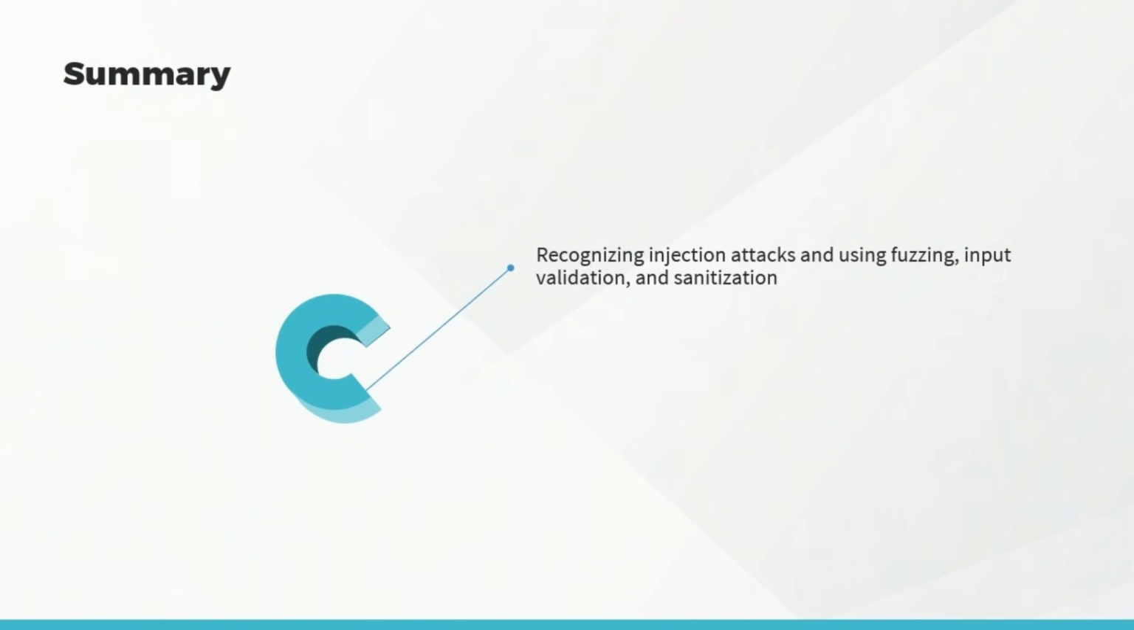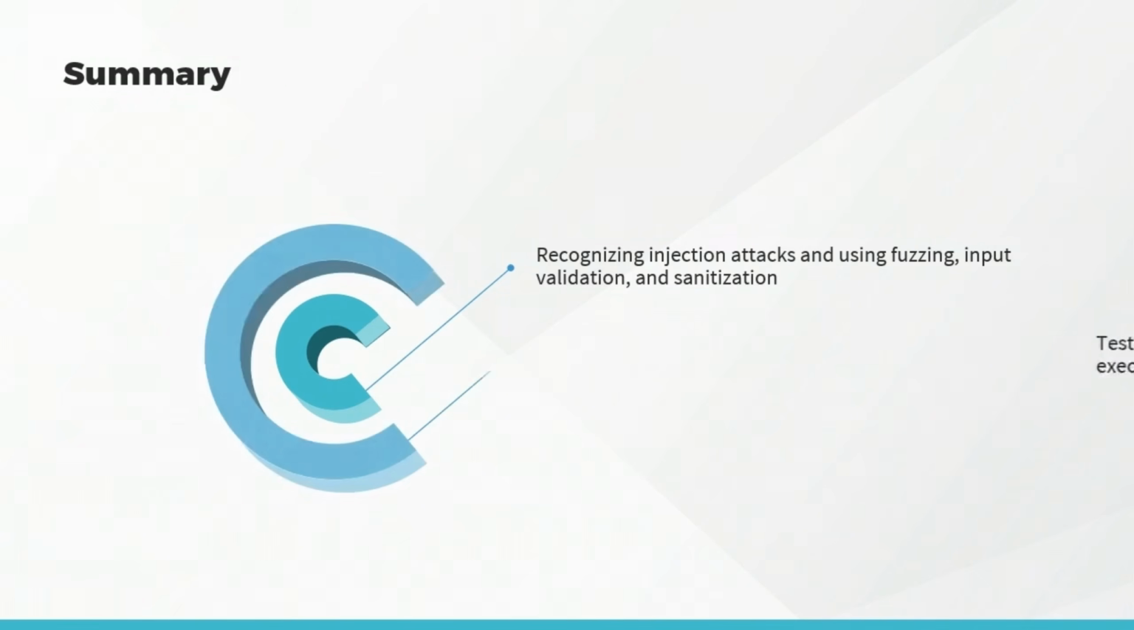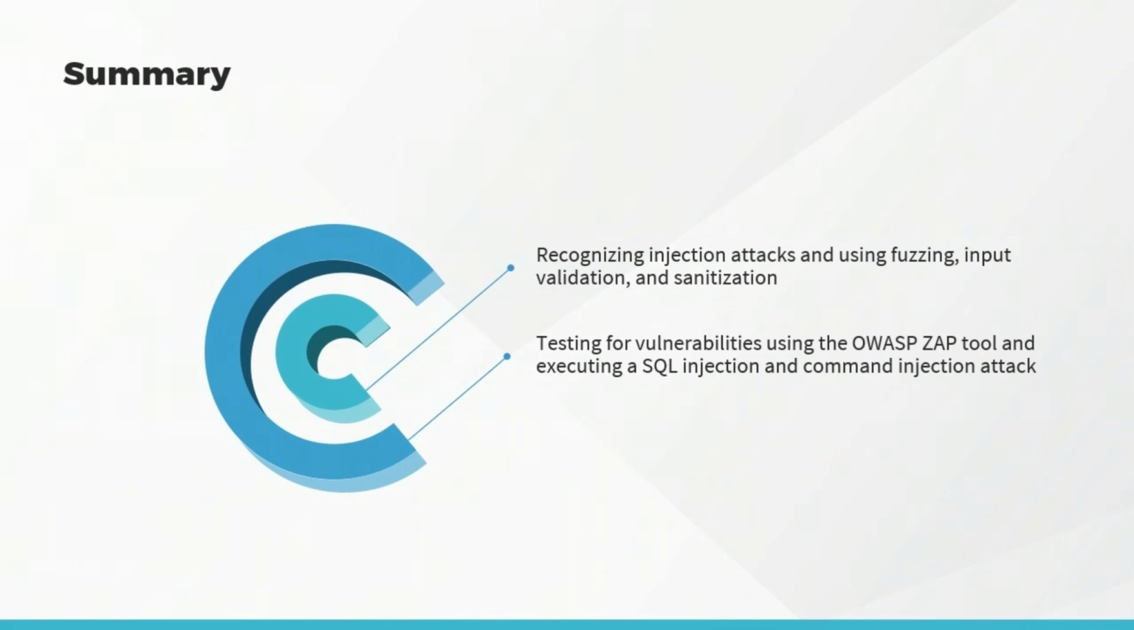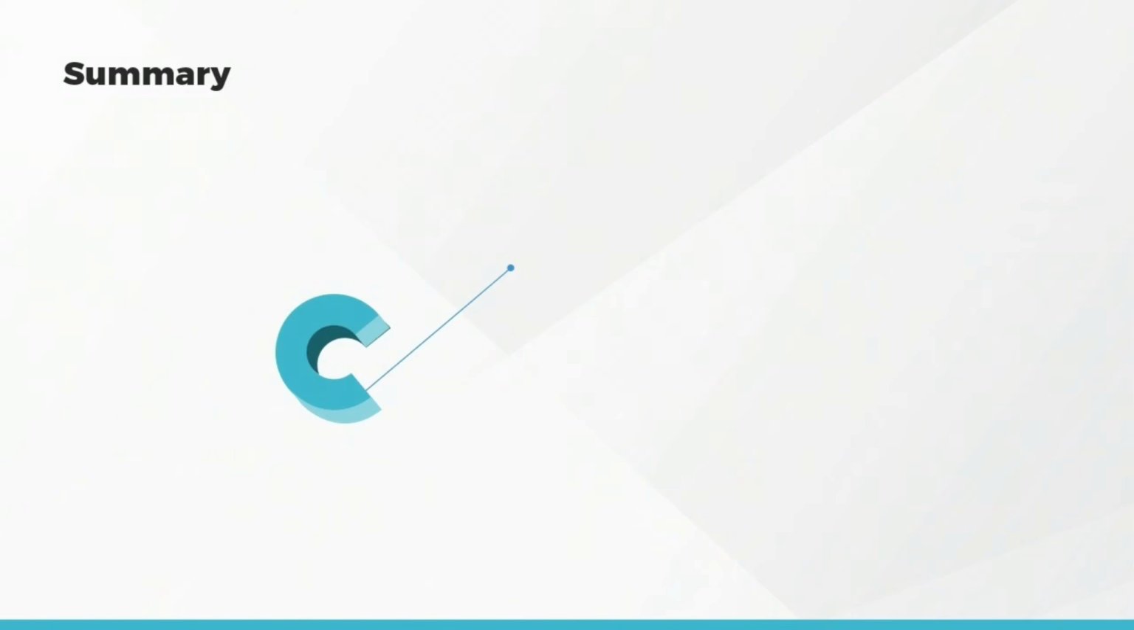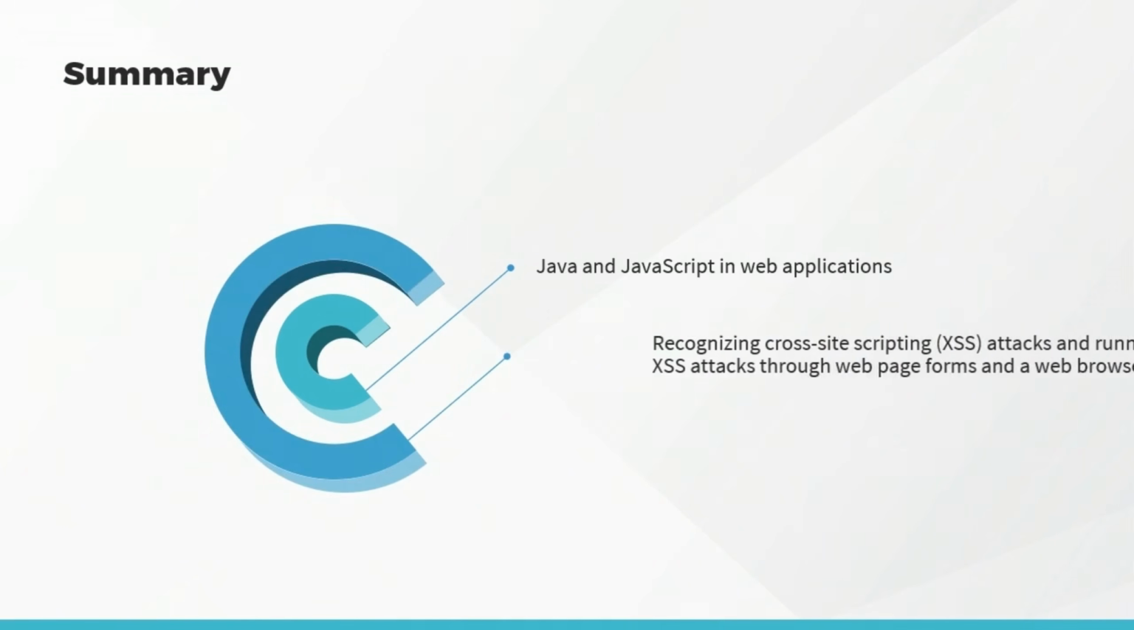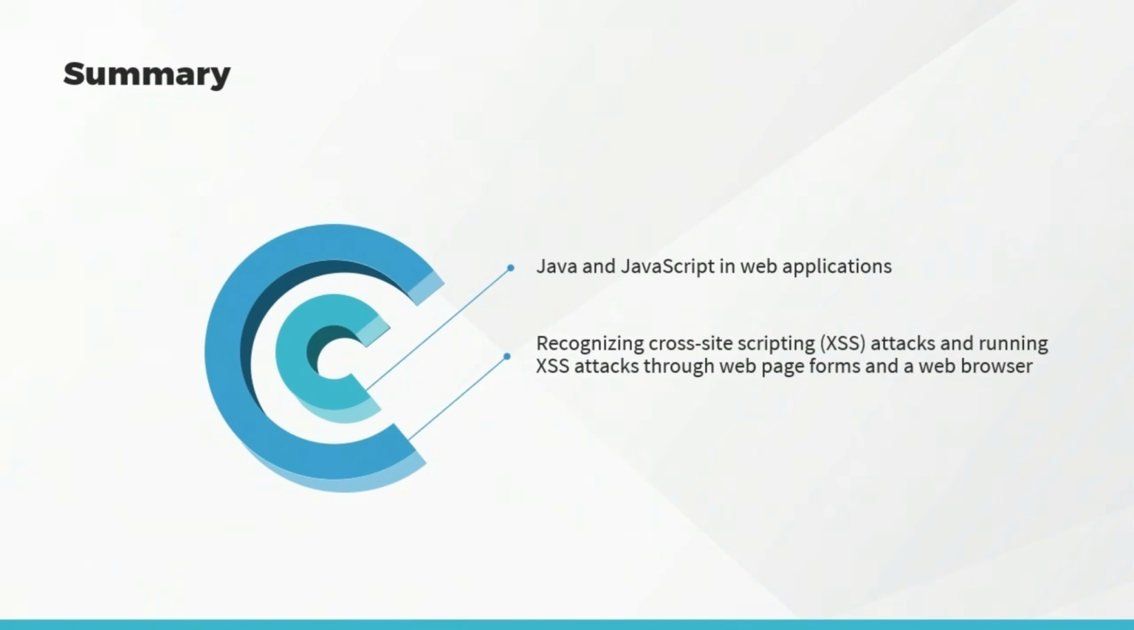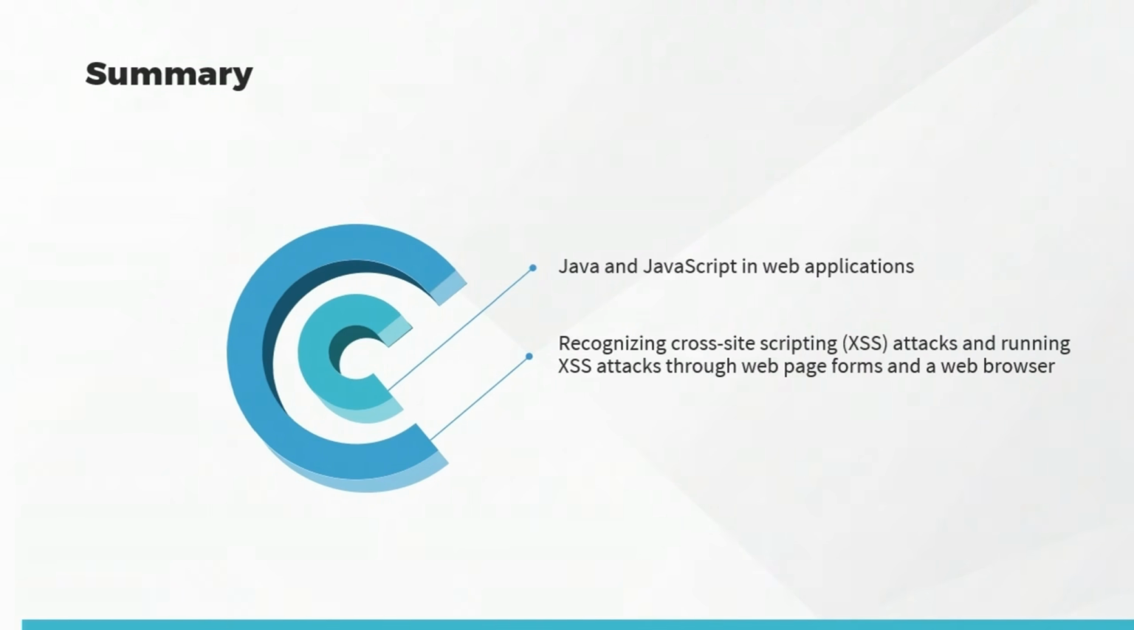So in this course, we've examined how to recognize and mitigate web application attacks. We did this by exploring how to recognize injection attacks and how fuzzing, input validation, and sanitization can be used to protect a web application. We tested for vulnerabilities using the OWASP ZAP tool, as well as executing SQL injection and a command execution attack. We then discussed Java and JavaScript in web applications. We talked about how XSS attacks work, and we ran an XSS command through a web form in a browser.